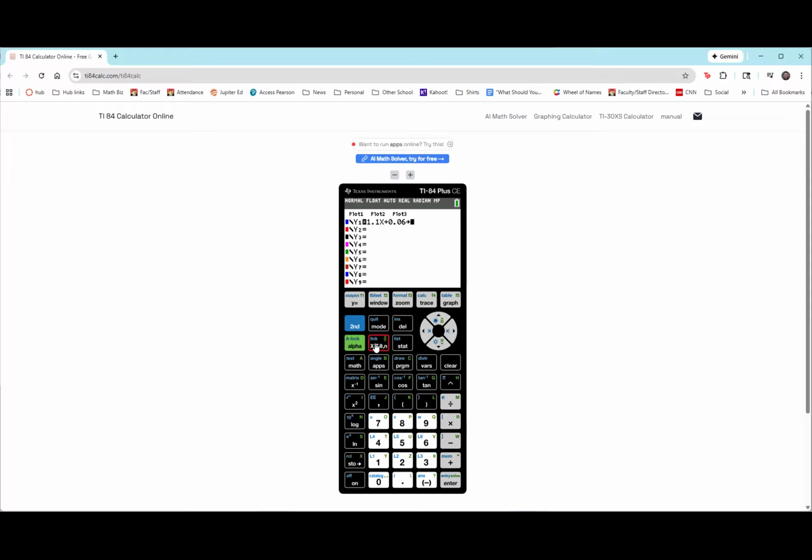0.06 x. Oops, I erased it. Did I do it? Control Z. 1.1 x plus 0.06 x squared. Okay, there we go. This is my first one. And for the second one, I'll go down. I guess I have to enter. Okay, 200 right there.